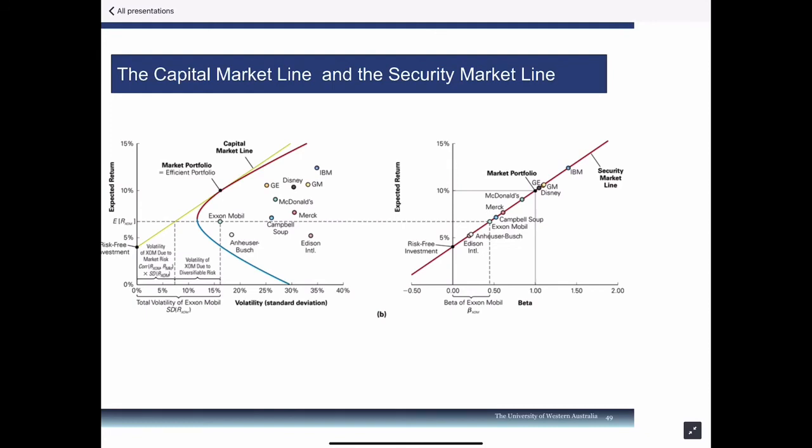For the security market line, the y-axis is the same as the capital market line, expected return, but the x-axis is beta. The purpose of the security market line is to show a relationship between beta and return. Which means, going back to what we did in week 10, we're trying to come up with a relationship between risk and return. So the capital market line shows you a risk-return relationship on a portfolio level, whereas the security market line illustrates a relationship between risk and return on the individual stock level, where the risk is measured by beta. Very important, okay?